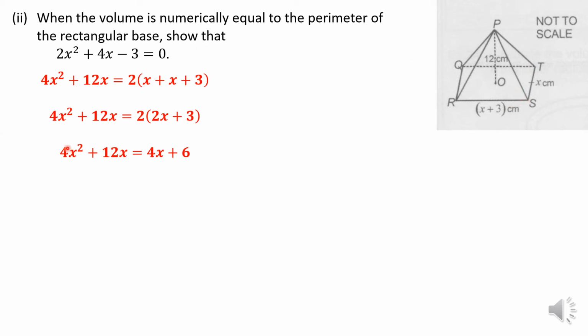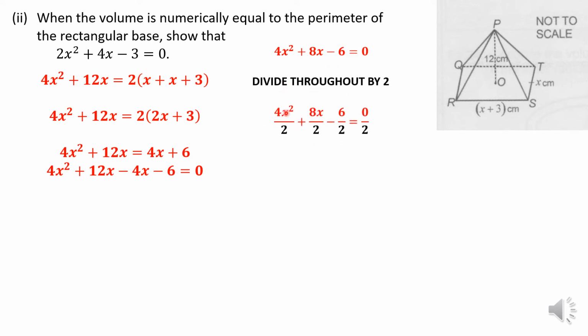The 4x squared plus 12x comes from our previous part. That is the volume of the pyramid here. Now, when you are dealing with quadratic equations, you should always let them equal to 0. So when I get to this particular part here, I will divide throughout by 2 so that I can get the required 2x squared plus 4x minus 3, which equals 0.